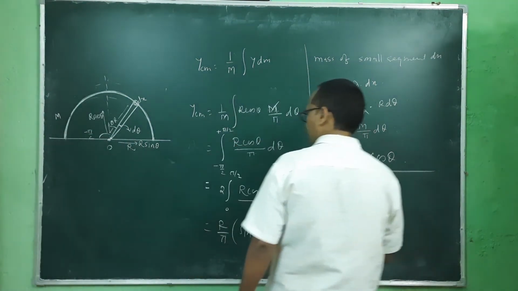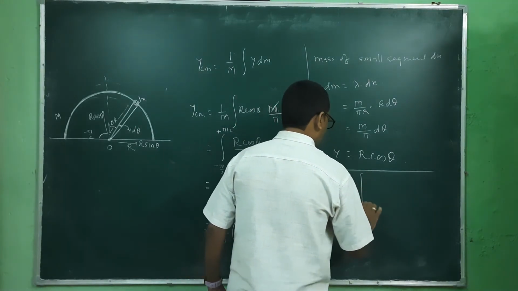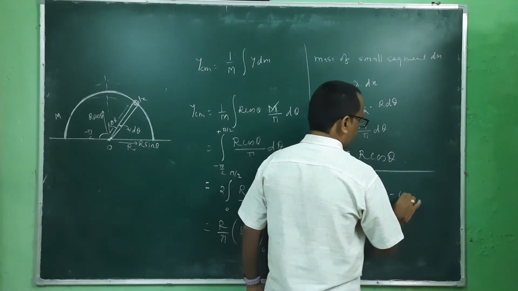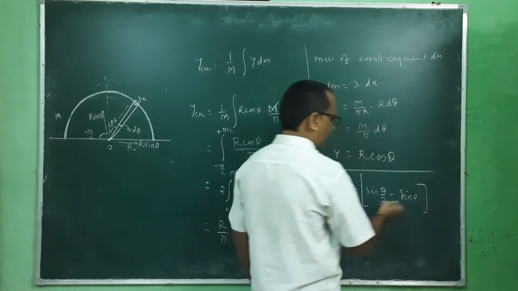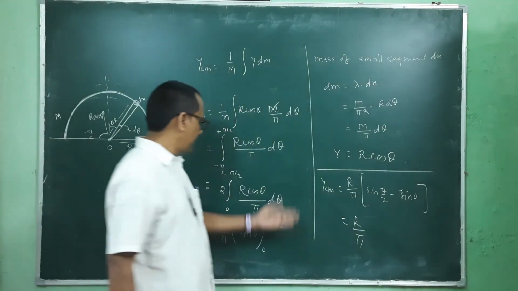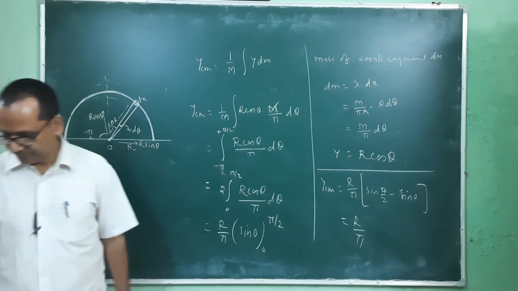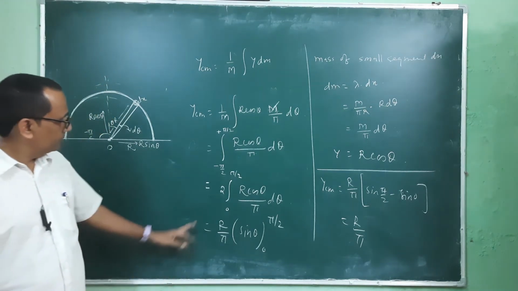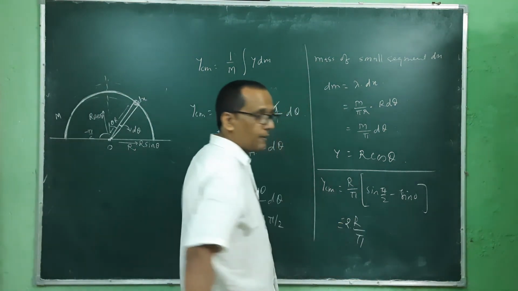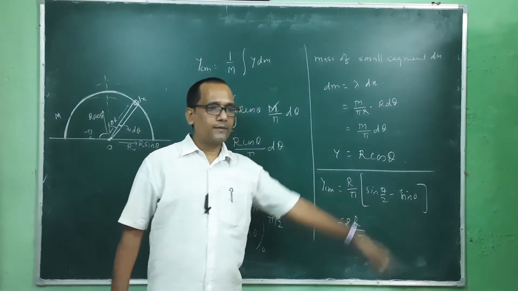So one can write this ycm is equal to r by pi multiplied by sin theta, equal to sin pi by 2 minus sin 0, and you know the values of sin pi by 2 and sin 0, so this is equal to r by pi. Check the calculation, maybe somewhere there is a printing mistake, see if something is missing. A 2 is missing here. So this is 2r by pi. So sin pi by 2 is 1 and sin 0 is 0.